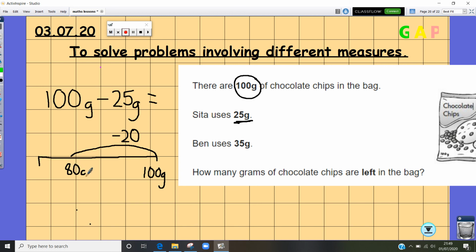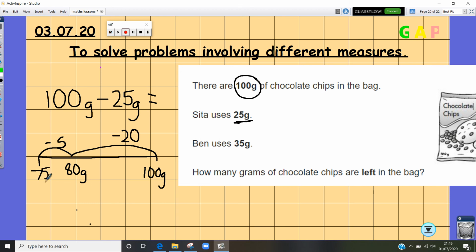And then I need to take away a further 5 grams. So let's subtract 5 grams here. So I know that 80, take away 5, I can count backwards for this one. So I can pop 80 in my head and count backwards: 79, 78, 77, 76, 75.